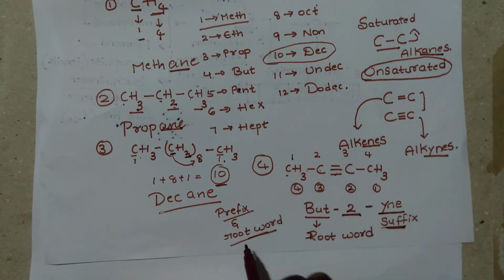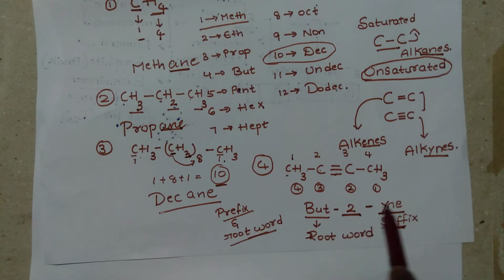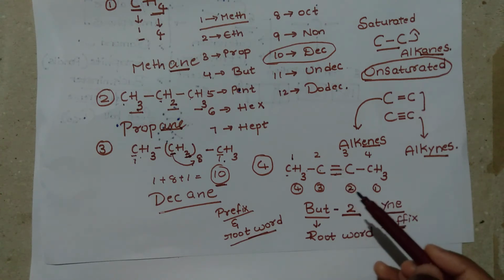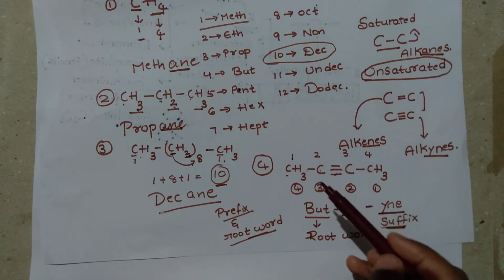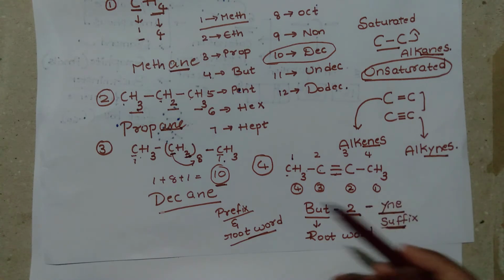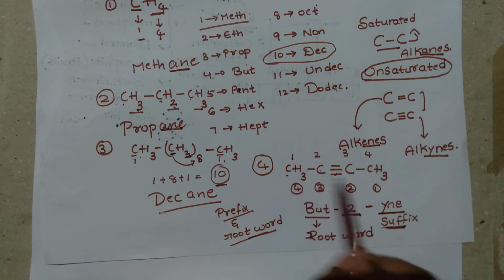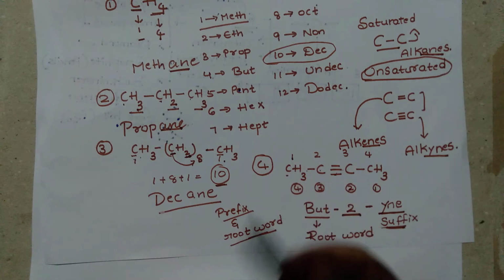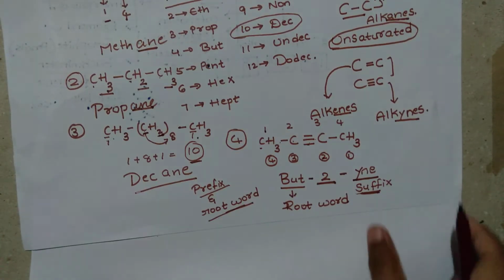There are 4 carbon atoms. So we have written "but". Then here we have written 2 because there is a triple bond near 2. So we have written "yne" because near number 2 there is a triple bond. That means it is an unsaturated hydrocarbon. We have to write it as "yne". But-2-yne is the total name of this organic compound. So let us go on to more and more examples which make you very curious to answer.